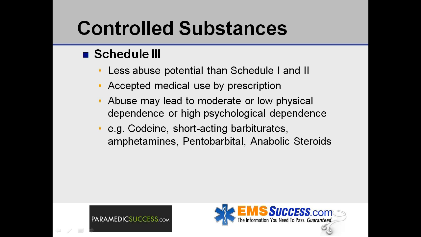Schedule 3 drugs have less abuse potential than Schedule 1 and 2, and an accepted medical use by prescription only. Abuse of these drugs or other substances may lead to moderate or low physical dependence or high psychological dependence. Examples include codeine, short-acting barbiturates, amphetamines, phenobarbital, as well as anabolic steroids.